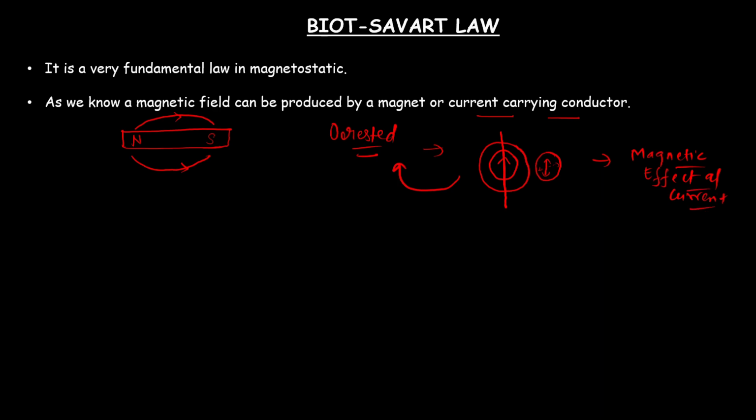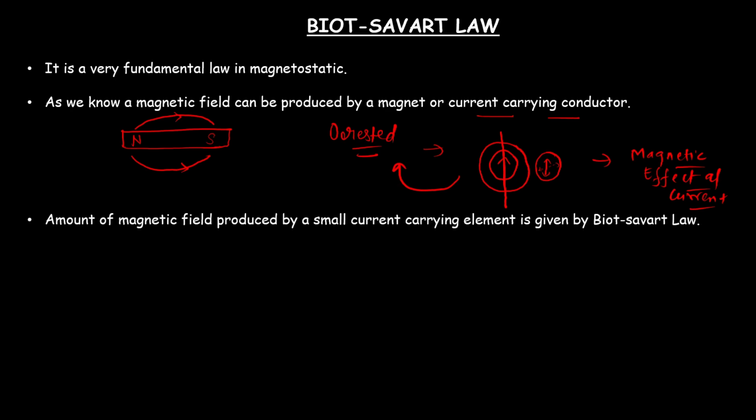Since we have seen that the magnetic field is produced due to a current, there should be a relation between the magnetic field and the current, and this relation is given by the Biot-Savart law. According to the Biot-Savart law, to prove it, let us consider a current carrying conductor. Suppose this is a current carrying conductor and I is the amount of current flowing through this conductor.